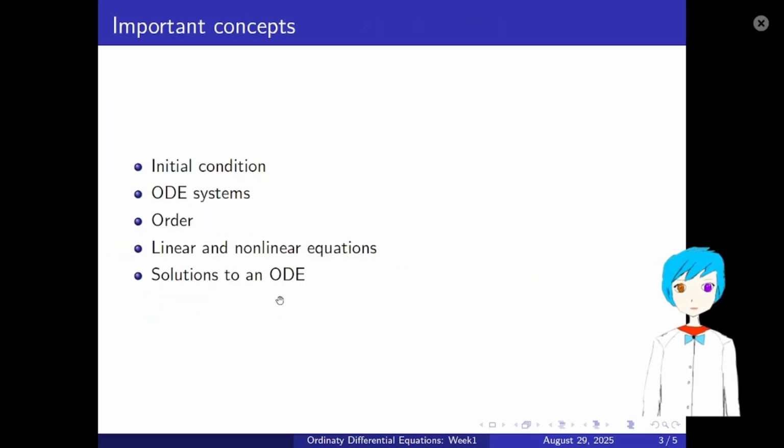So there are some important concepts regarding ODEs. First, we need the initial condition to determine which solution we are looking at. We have ordinary differential equations. We also have ODE systems, which consist of many coupled ODEs. The order of an ODE is the highest order of the derivative we are caring about. So we are going to study first order, second order, and higher order ODEs. We have linear and nonlinear equations, and note, linear and nonlinear is about the dependent variable y, not about x.